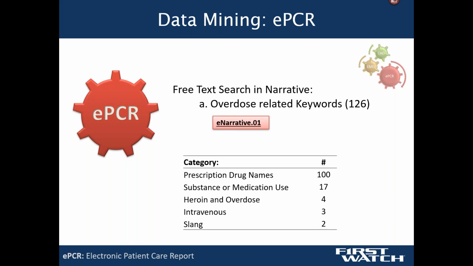For example, we included 100 words that have something to do with prescription drug names, whether generic or brand names, and any common abbreviations or misspellings. We included 17 substance or medication use reference words. We used 5 words that had to do with heroin and overdose, and 3 words that had some reference to intravenous drug use. And lastly, 2 slang words, and here we use dope and sellout, which are the most common words to talk about opioid overdose slang.